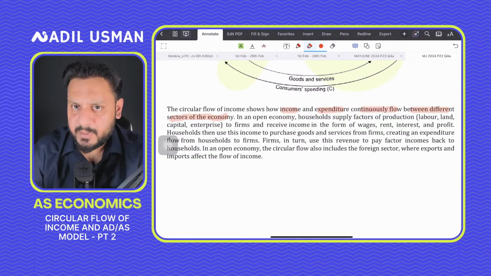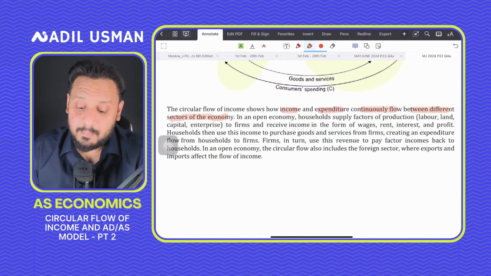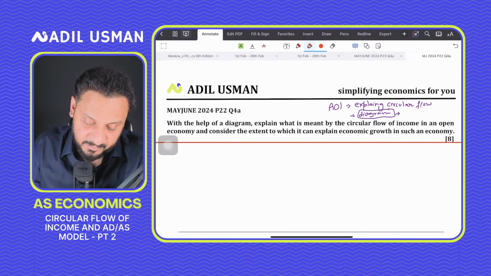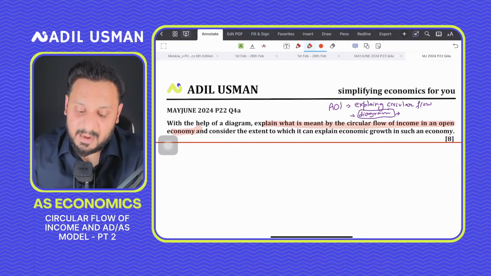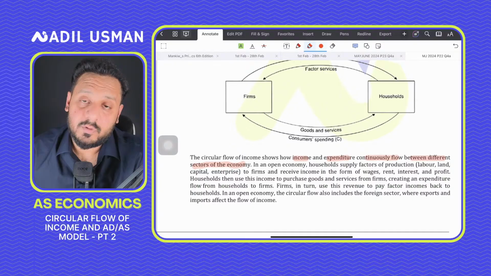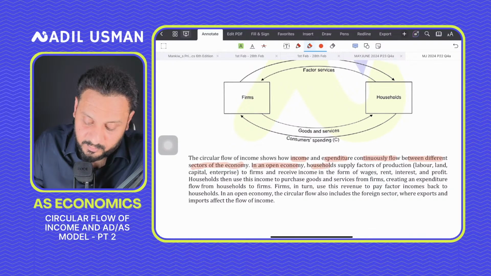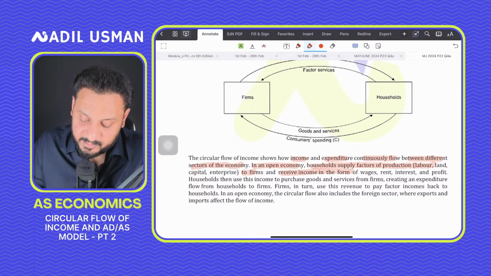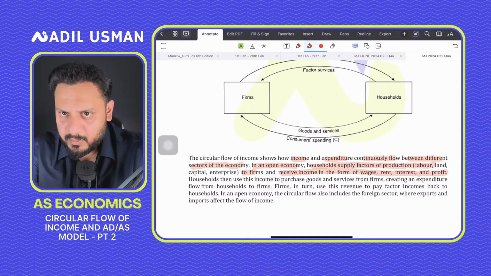And since it is an open economy, you will explain what that means. By the way, the question is saying explain what is meant by circular flow in an open economy. So under AO1, you have to explain how the circular flow would work under an open economy. So in an open economy, households will supply factors of production, which is land, labor, capital, to firms, and they will receive income in the form of wages, rent, interest, and profit. And this is a very simple flow between households and firms.